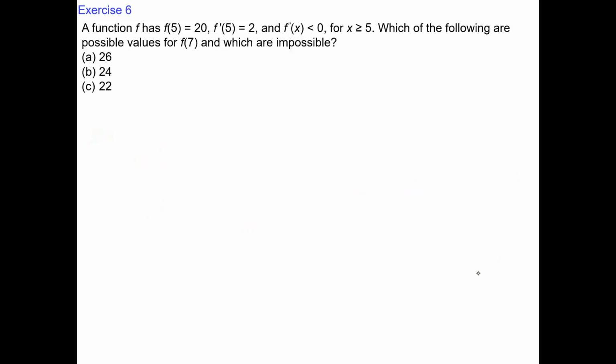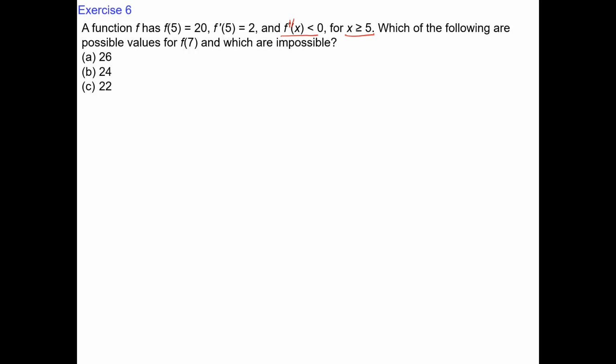Exercise number 6. Let's see. A function f has the value 20 at 5. The value of the first derivative at 5 is 2. And the second derivative, f double prime, is negative for all values greater than or equal to 5. Okay, a couple of conditions. Which of the following are possible values for f of 7 and which are impossible? 26, 24, 22.